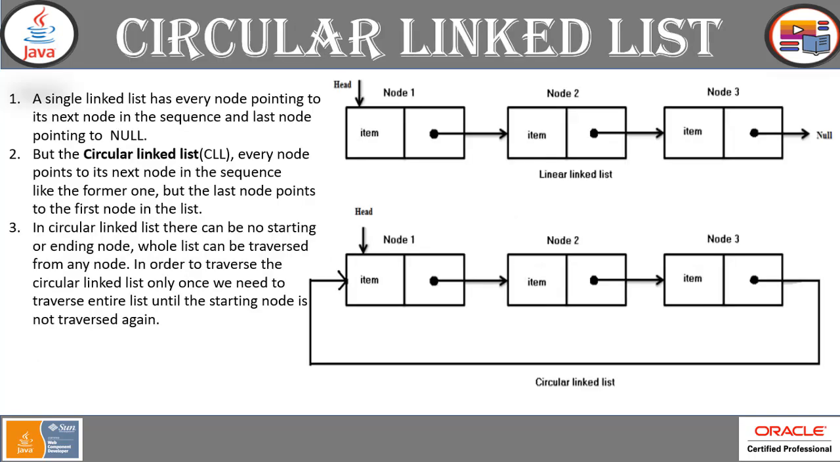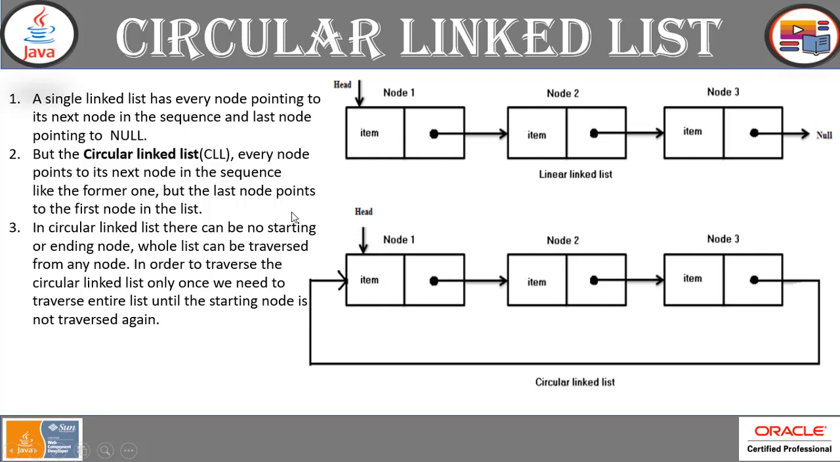Now let's see what is actually a circular linked list and how it is different from the linear linked list. A single linear linked list has every node pointing to its next node in the sequence and the last node pointing to null. So as you can see, it starts from the head. The head is a reference which is pointing to the node data, and that node data has a reference which is pointing to the next node too, and further it makes a proper list. And when the reference of the last node 3, you can see, is referred to null, that means the end of the list. This is the linear linked list structure.